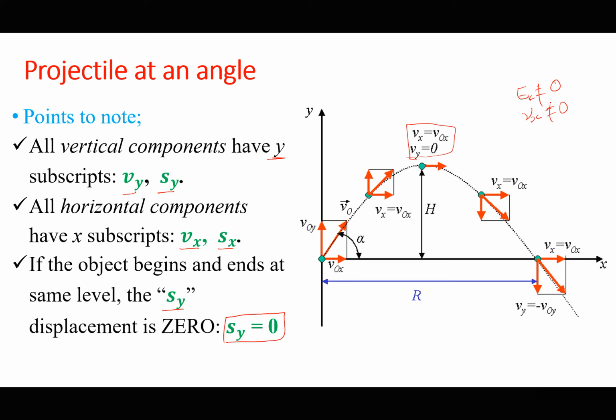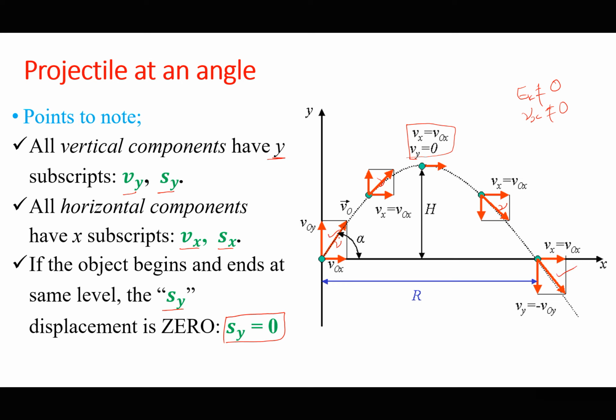What is very important here is to learn to resolve. At every point, the velocity has two vectors, apart from the highest point where the vertical component is 0. You can notice from these vector diagrams that at all points this is the resultant. And when you look at the arrow at the bottom here, it is the same length as the arrow here.